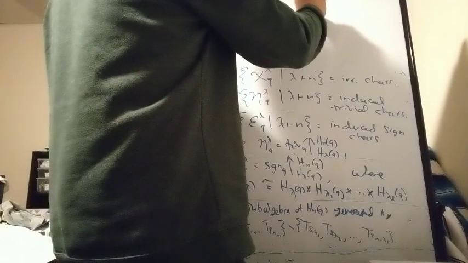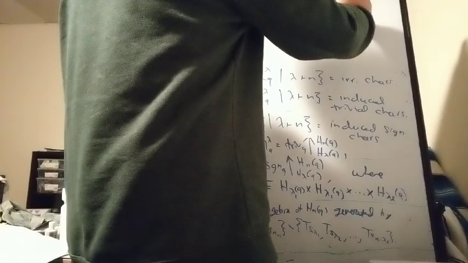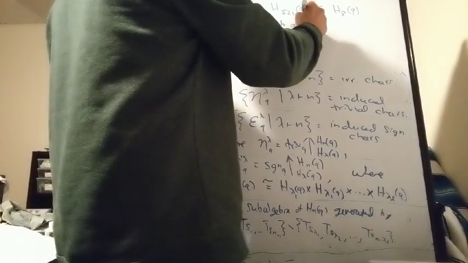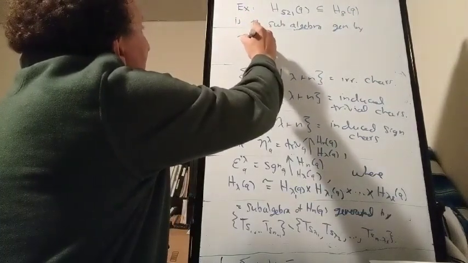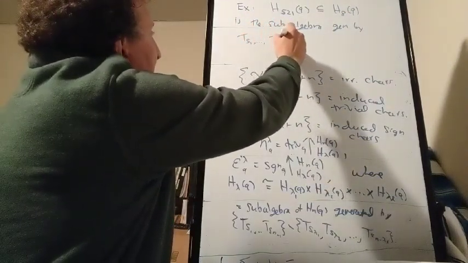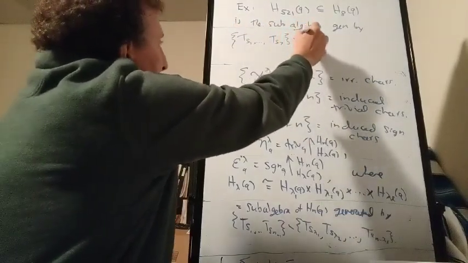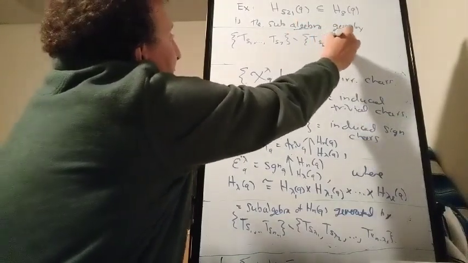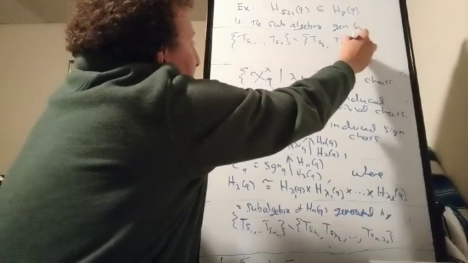So for example, H521 sits inside of H8, and this is the subalgebra generated by TS1 through TS7, except for TS5 and TS7.